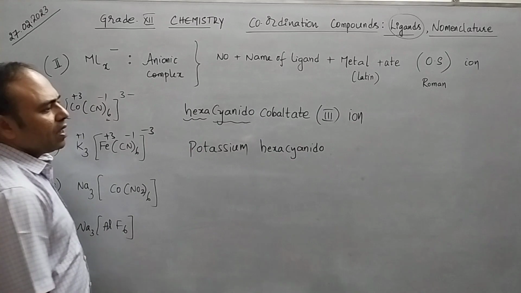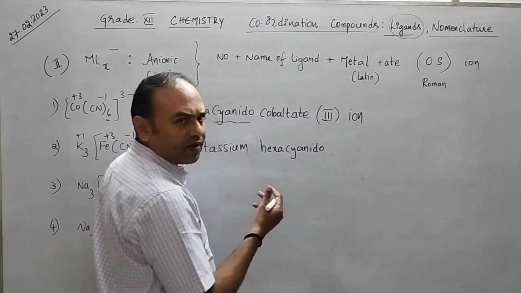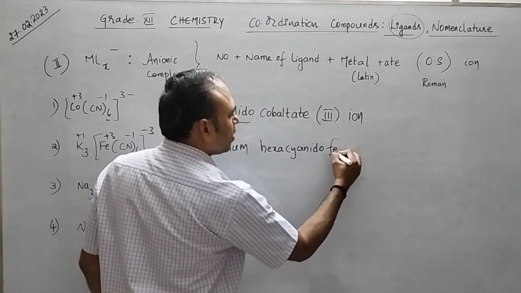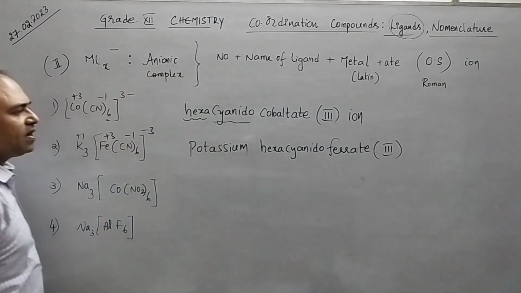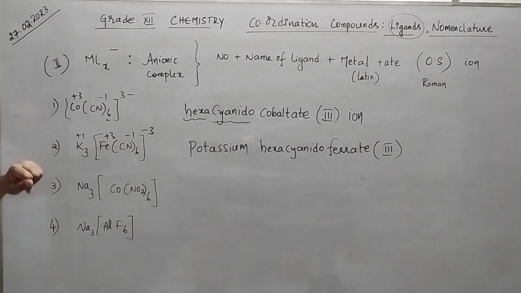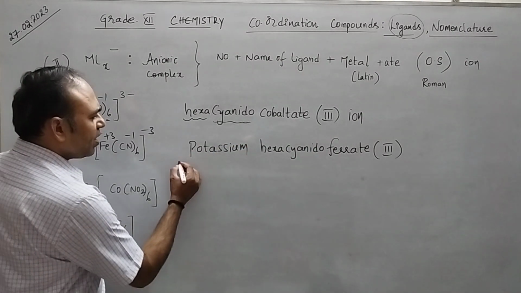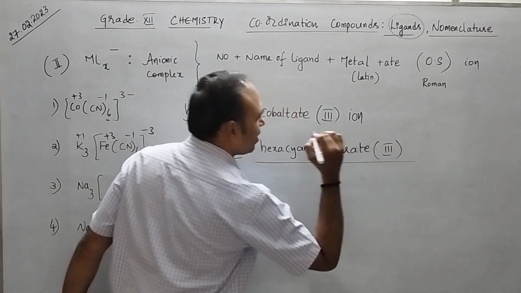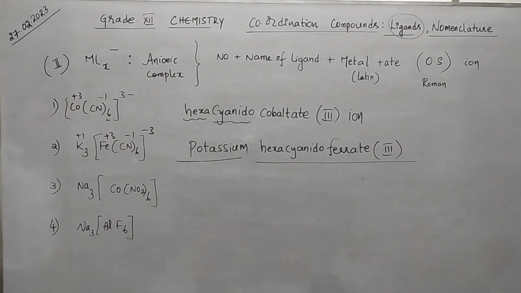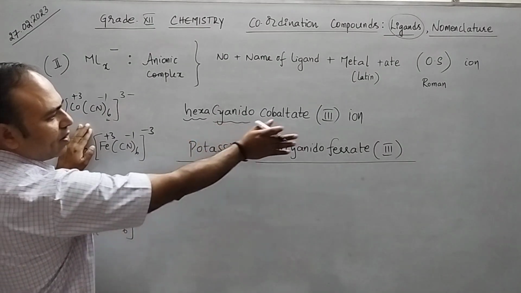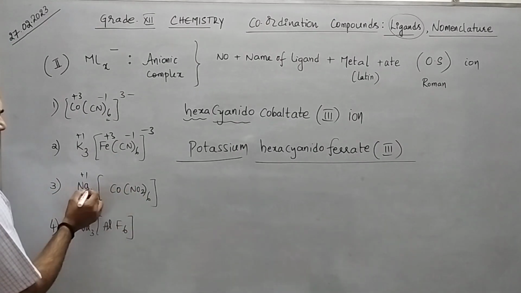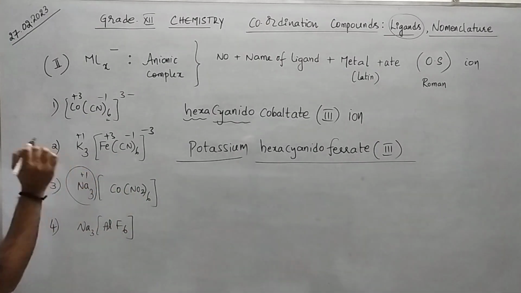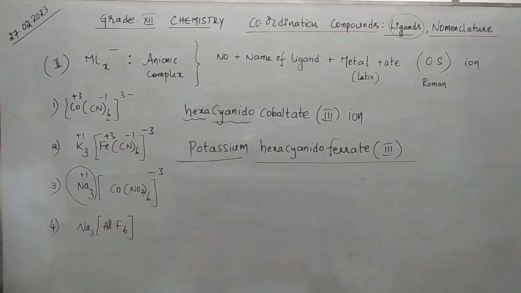After this, Fe is English, we have iron, but here we have to write ferrum plus ATE. It will become ferrate. Oxidation state is +3, hence in bracket we have written 3. There is no need to write ion because we have positive as well as negative charges here. If at all we have only the complex of anion, then we can remove this and write at the end ion.